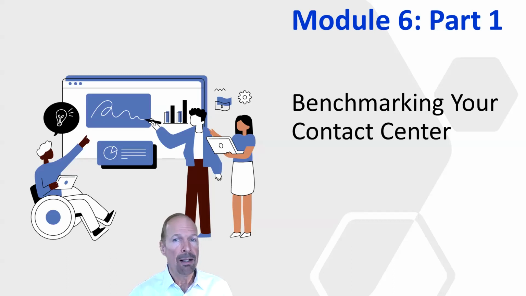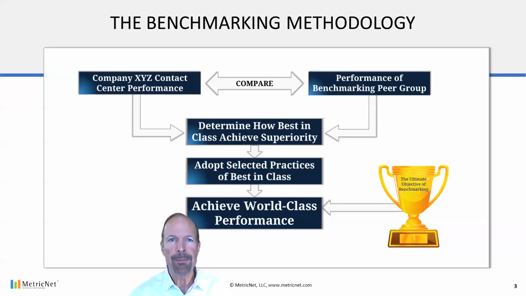In part 1, we're going to discuss the motivation and business case for benchmarking. We will also discuss benchmarking peer group selection, meaning who you benchmark against. And finally, in part 1, we will discuss where you can obtain benchmarking data.